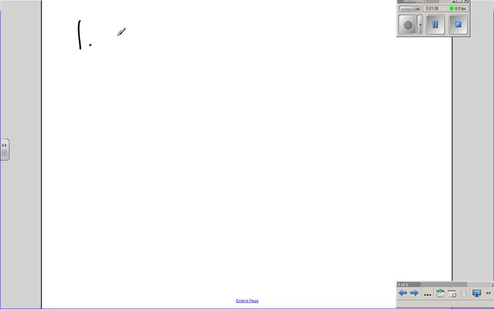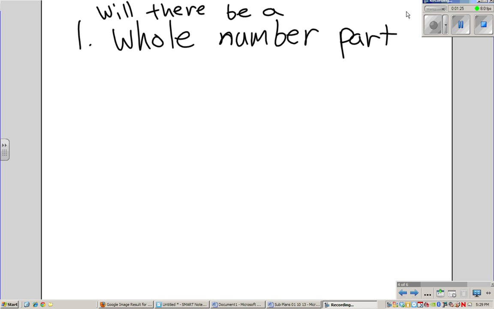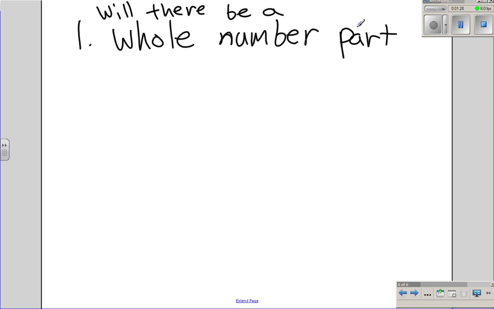Question number one, whole number part. What I mean is, will there be a whole number part? So the two symbols you might possibly use for this question are, yes, whole number part, so you would put down a W. If there's not going to be a whole number part, then you put a D for decimal.